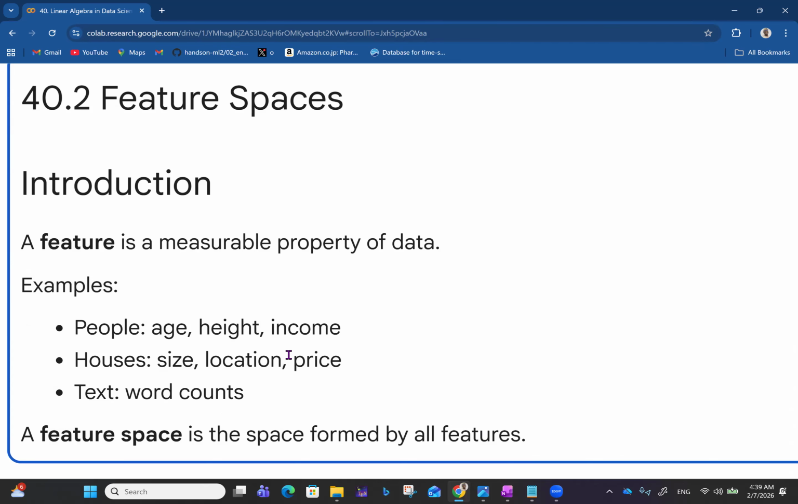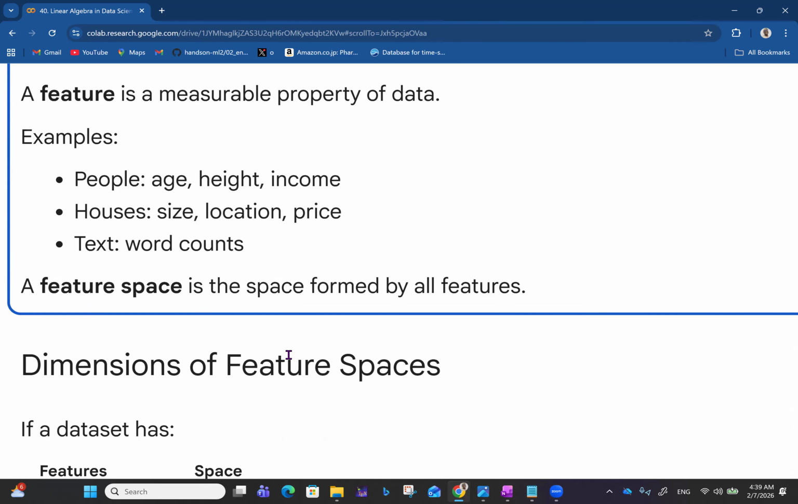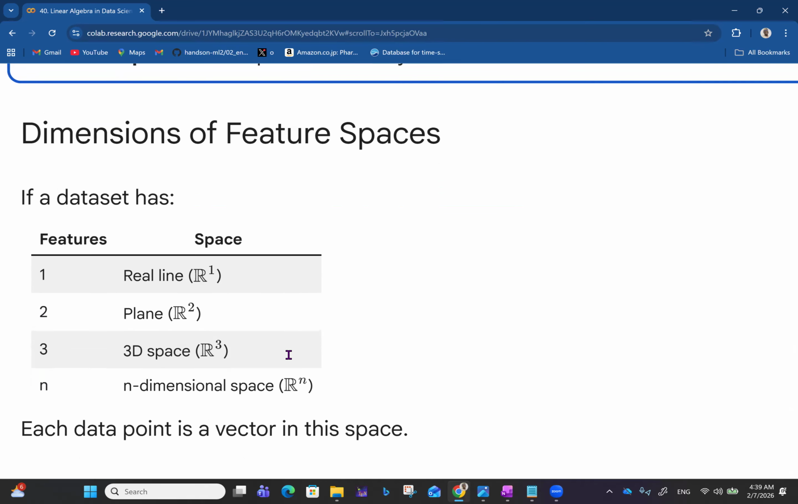I know in linear algebra we talk about spaces a lot, right? So when we talk about dimensions of feature spaces, if a data set has one feature, then that can be represented with a real line. Maybe you just are talking about the height, right?